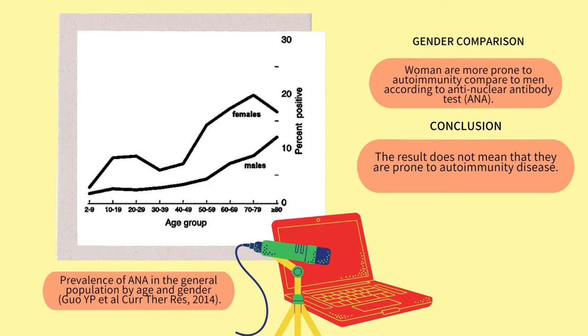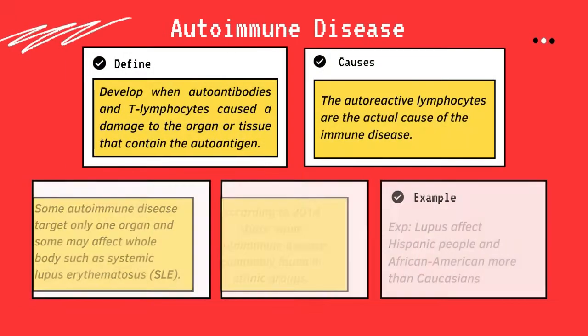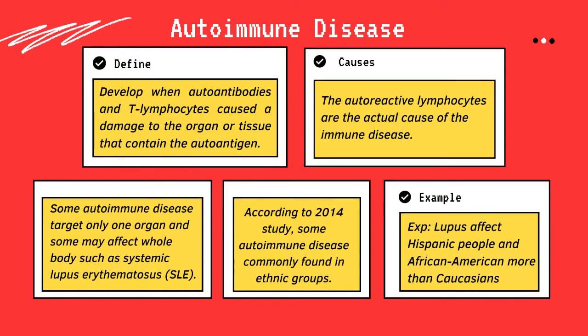Based on the graph of the general population by age and gender, women are more prone to autoimmunity compared to men, according to the anti-nuclear antibody test, which is called ANA. However, the result does not mean that they are prone to autoimmune disease. So now we go to the autoimmune disease.